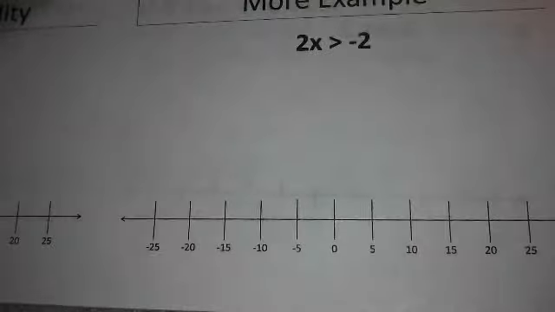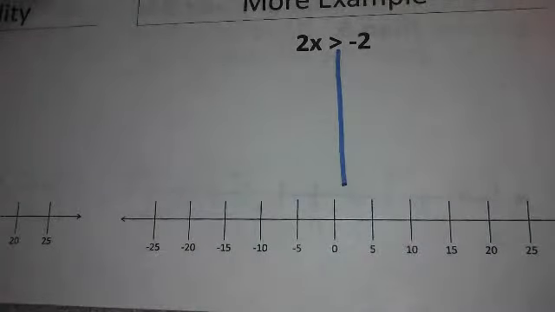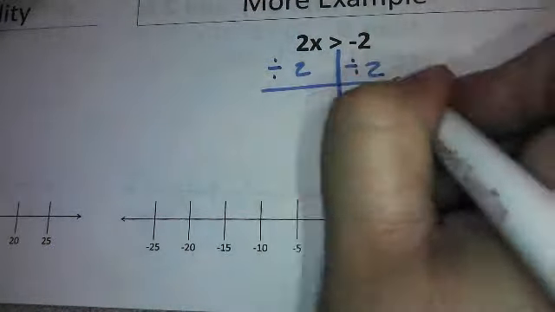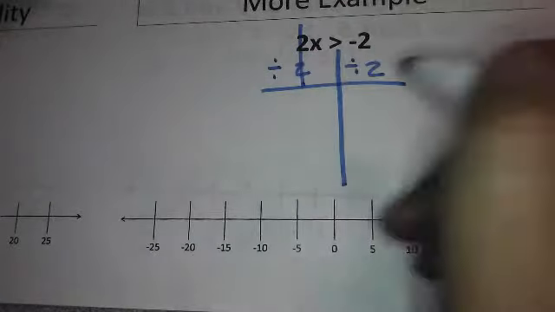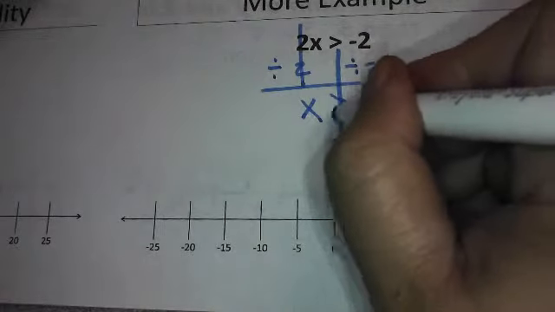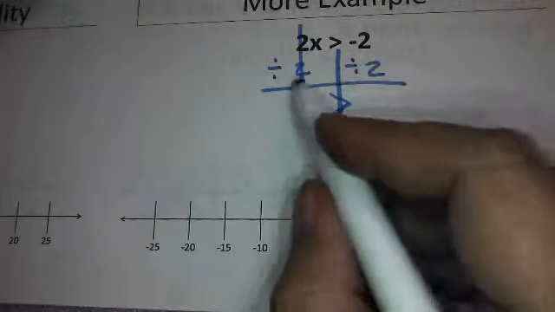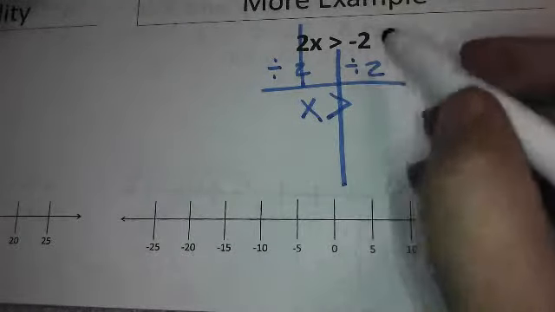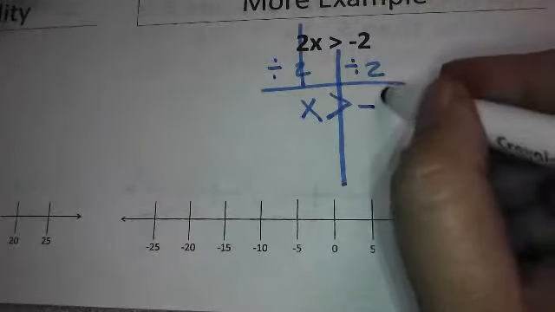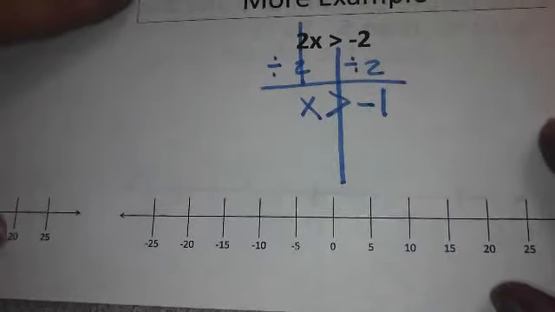Let's try this one. 2 times x is greater than -2. Divide by 2 on both sides. These two are going to cancel out, leaving you with an x. Take the inequality sign, slide it down. Notice that I did not flip this inequality sign because I divided by a +2. Negative divided by positive is negative. 2 divided by 2 is 1. So x is greater than -1.